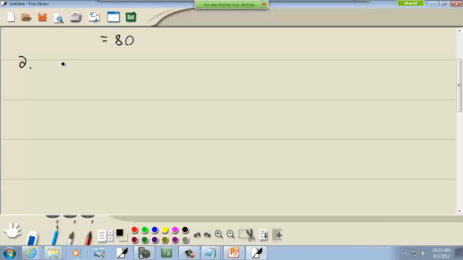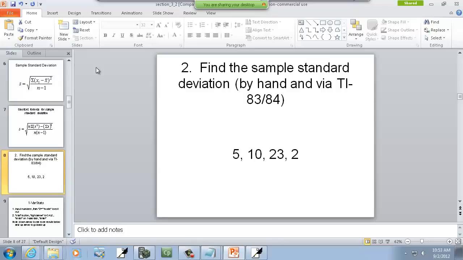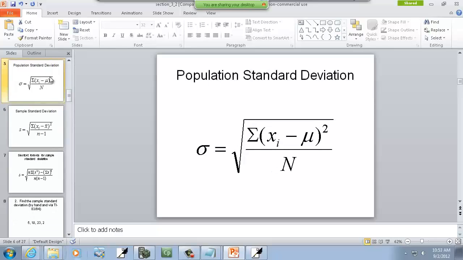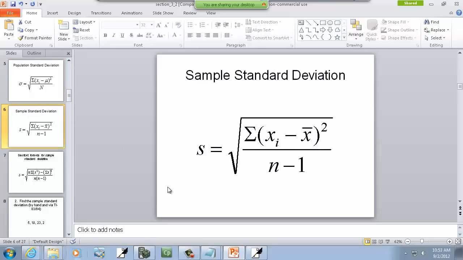Okay, so we've got 5, 10, 23, and 2. And standard deviation is something you should be able to do by hand, even though technology does it fantastically. I've had many students come back and tell me that other instructors in other classes will require them to show the steps by hand. Now I'm specifically going to find a sample standard deviation. The population standard deviation is the same formula, except instead of dividing by n minus 1, you divide by n.